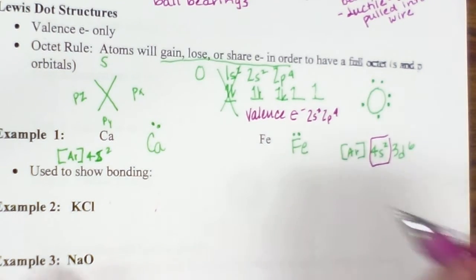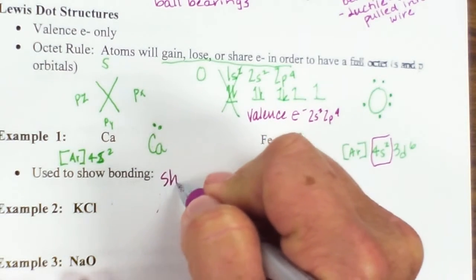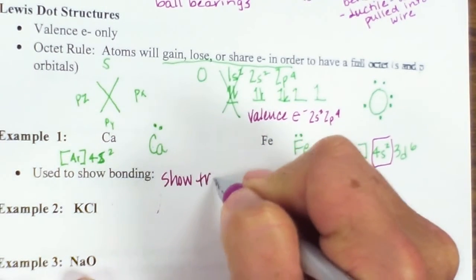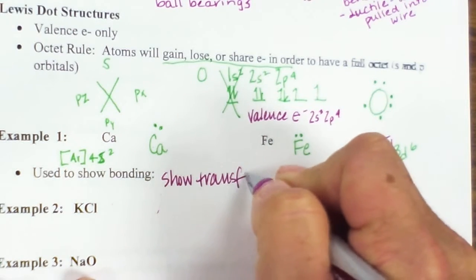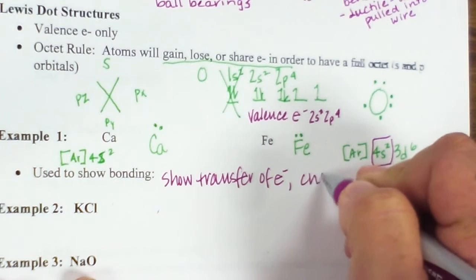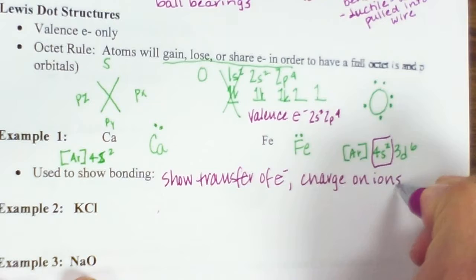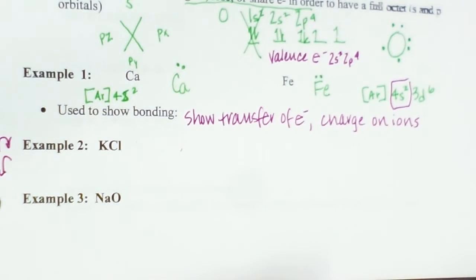Okay, so let's see what this looks like. We're going to show bonding, the transfers of electrons, and the charge on the ions. This is something that could show up on an exam: use electron dot structures to show the bonding of potassium and chloride.